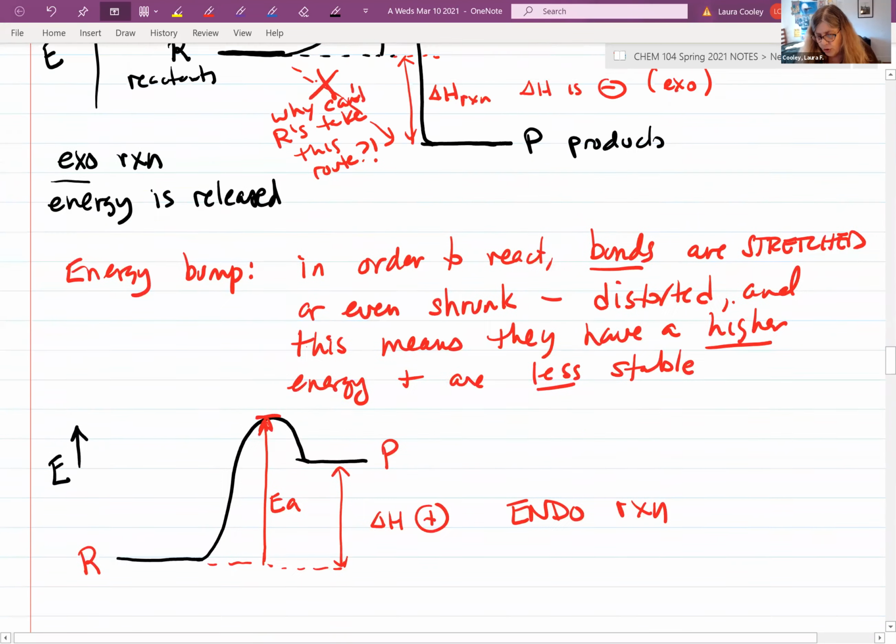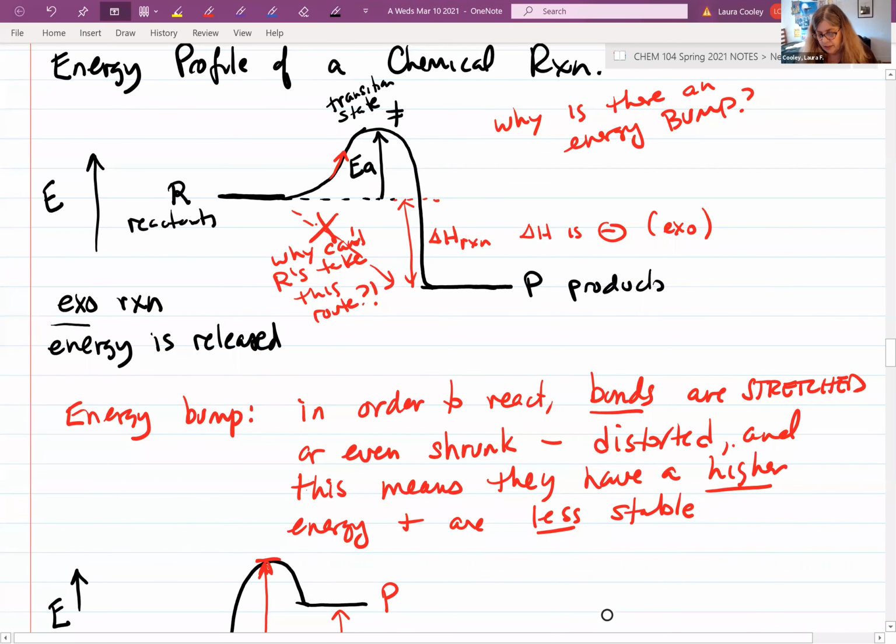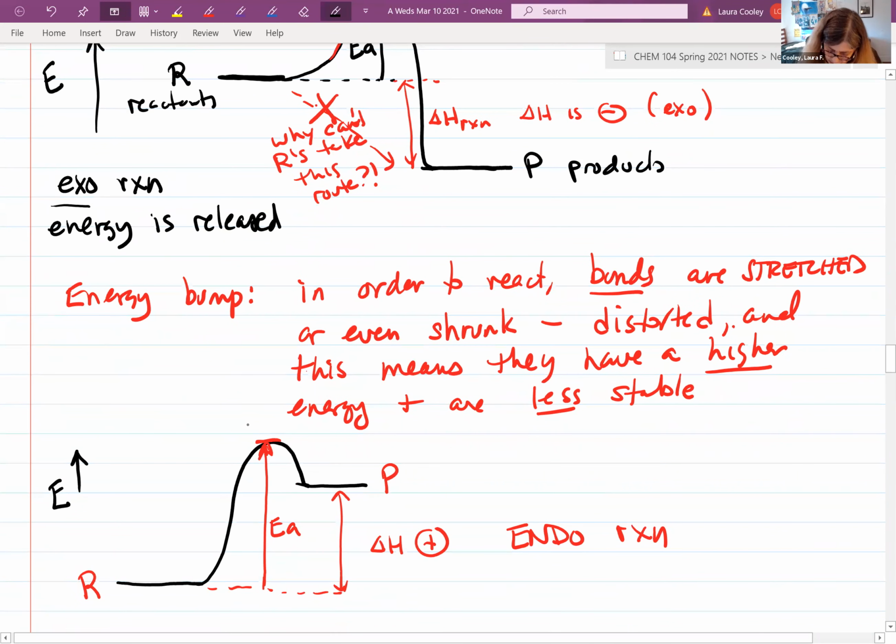All right. So this high energy place where we have all this distortion in the lengths of bonds and things like that, we call this the transition state. And we give it a symbol. It looks like almost a railway symbol or something. So this is the transition state here. That's at the top of the activation energy bump. Okay, we call it the transition state.